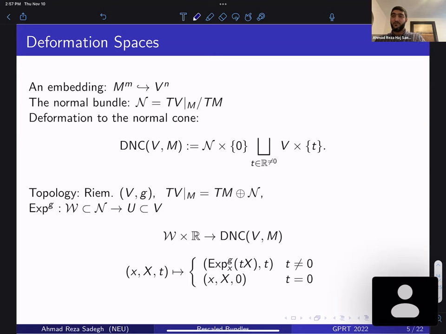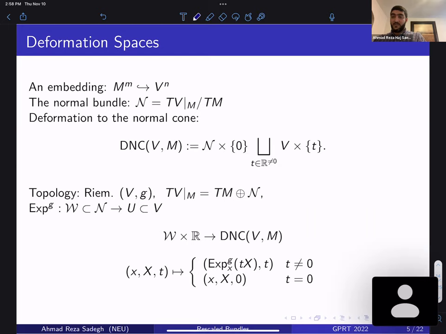Using this map, and I want it to be a diffeomorphism, basically this map from W times R to DNC of V, M given by this formula gives it a smooth structure. And if you change the metric, you get the same smooth structure, right? That metric choice is irrelevant. So this is how you obtain the topology. One other comment I can make is that you can literally write down a very nice coordinate system around each point of the normal bundle in the DNC as well.